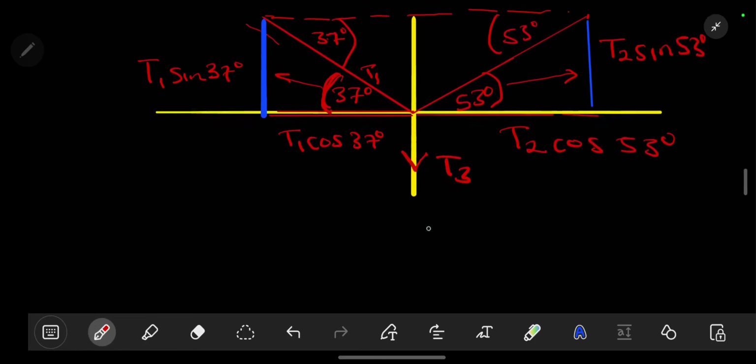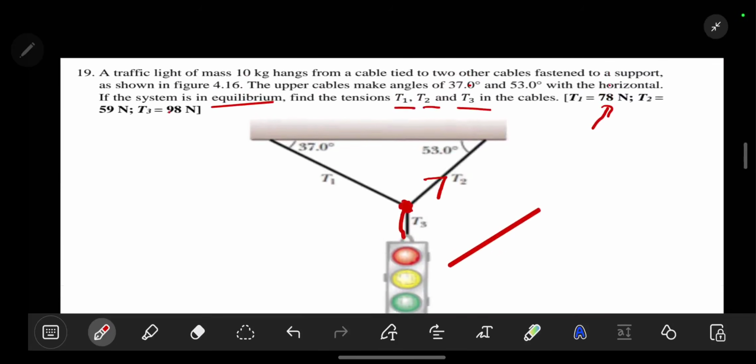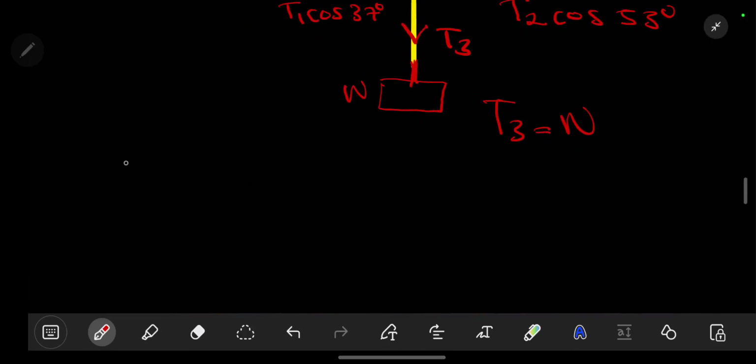Now if you have one angle attached to some mass like that, then this mass will be a direct thing, because T3 shall be equal to whatever weight it is attached to. So if we have something attached to that, that will be your T3. So T3 is equal to the weight of this. So if we have the traffic light, if it is 10 kg, let's begin by answering what our T3 is. So we can say T3 is equal to the weight of the traffic light.